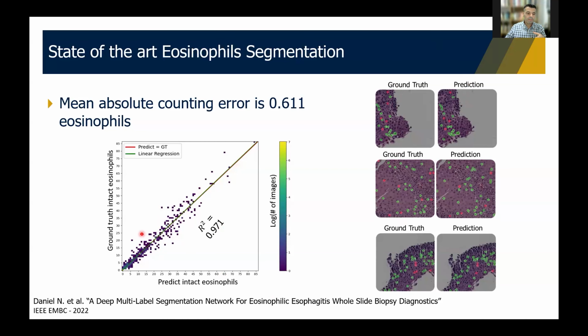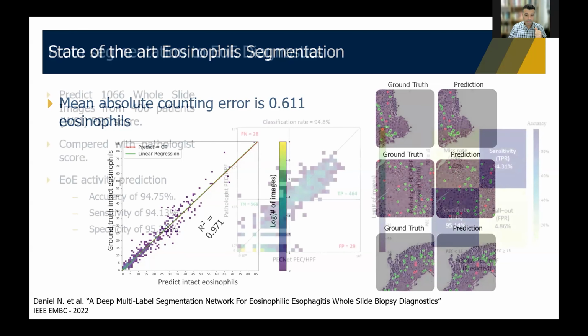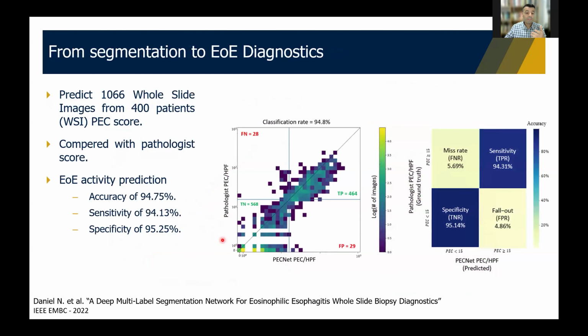And what you can see in this graph is comparing the human to the machine. You can see that the counting of both the machine and the pathologist is pretty similar. Okay, so there's a very, very good fit on the identification and counting of eosinophils. So that's very cool. Can we take this property and translate it into making a clinical decision? And the answer is yes.